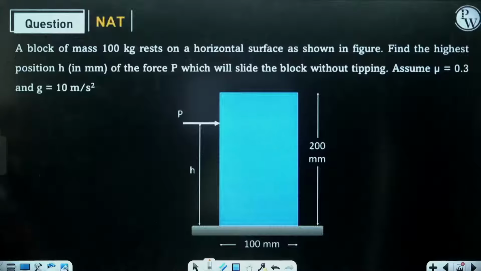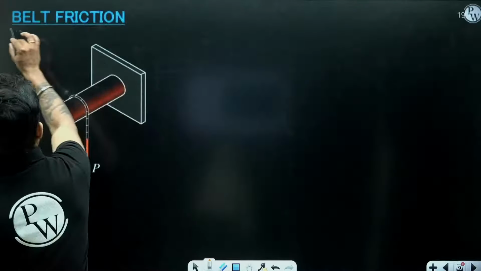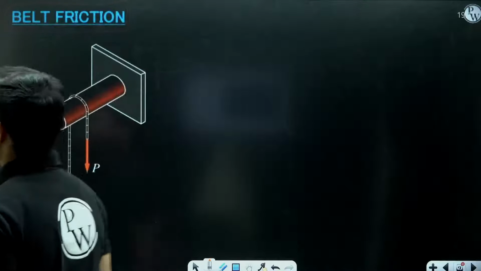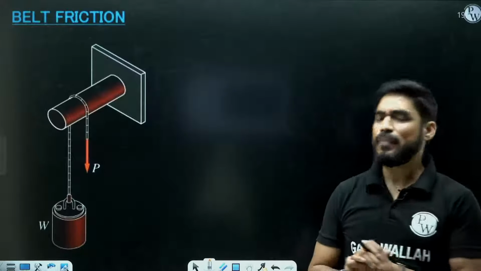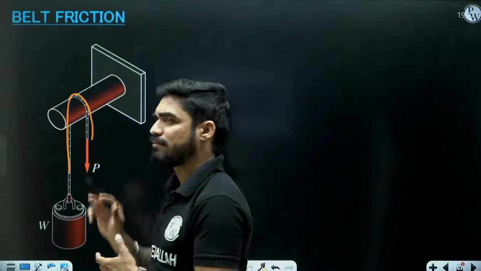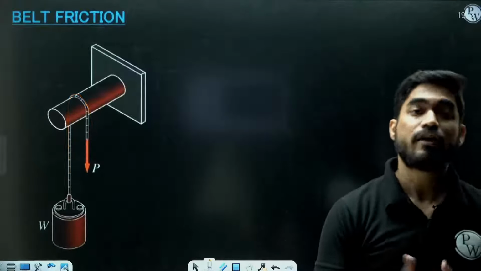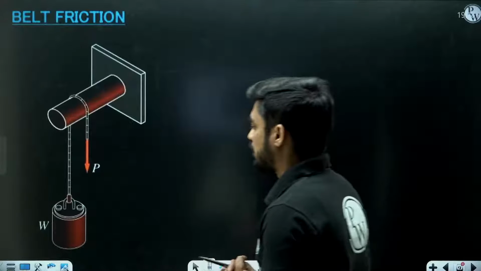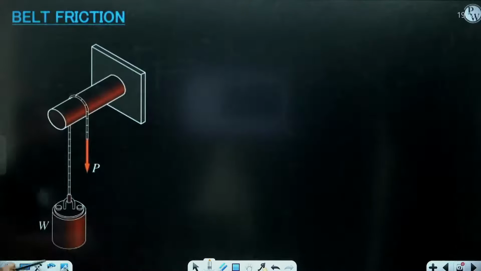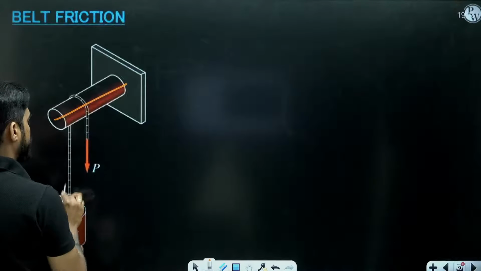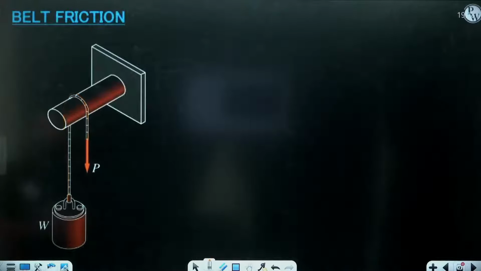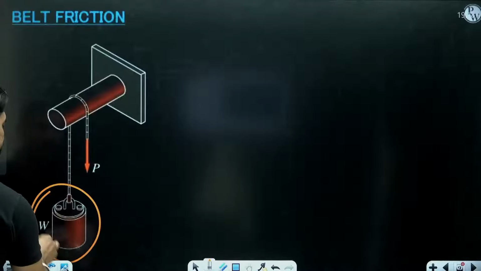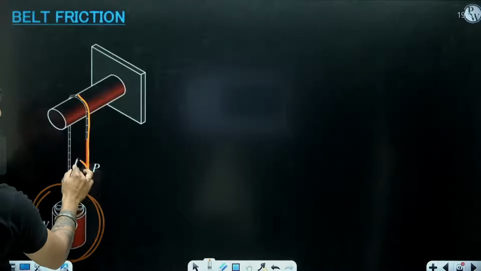So let's move on to the next topic, and the next topic is belt friction. Understand this topic. Till now we have seen the concept of friction in case of rigid bodies, but a belt is actually a flexible body. So how the concept of friction works here, understand. Here you can see that we have a rod over which there is a rope. A rope is passing over this rod. On one side of this rope, we have a weight W hanging, and on the other side, we are applying a force P.